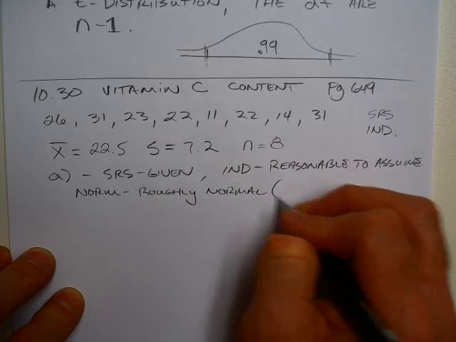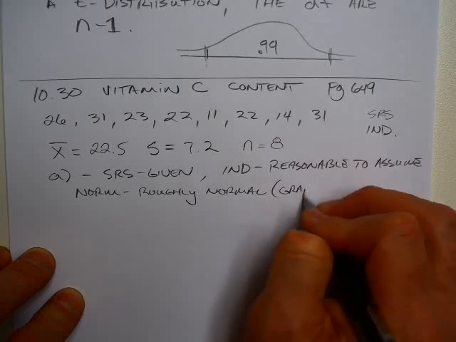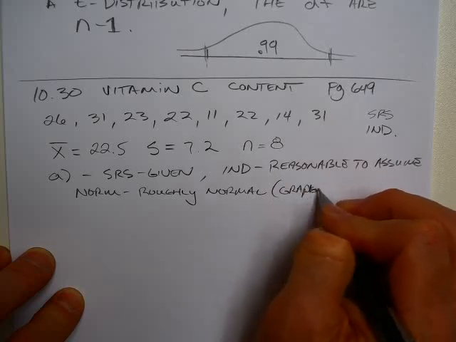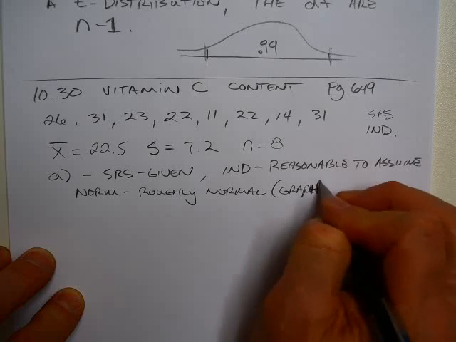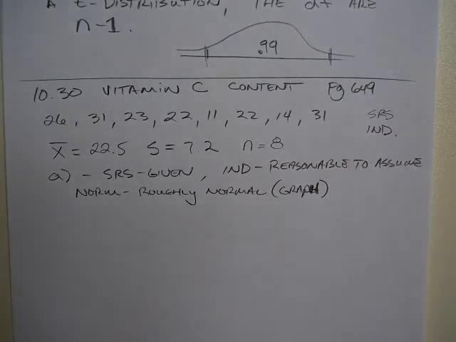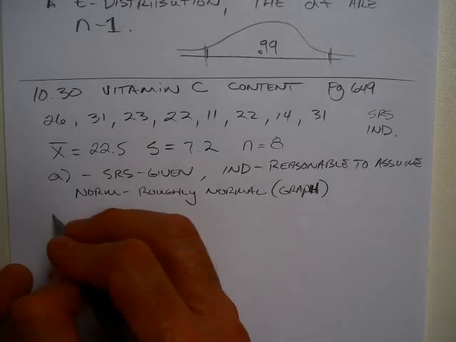And I'm just going to make a note that we looked at graphs. If I was answering that again for the AP, I'd probably say something like that there's no outliers and that the histogram appears to be heading in a normal direction or something like that.